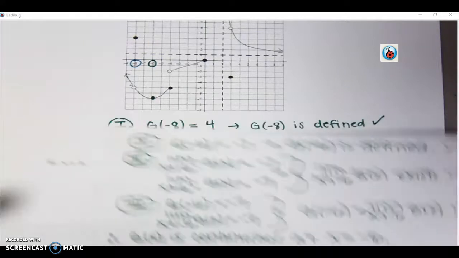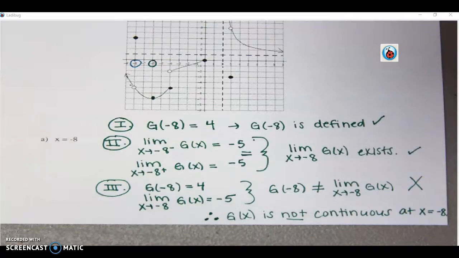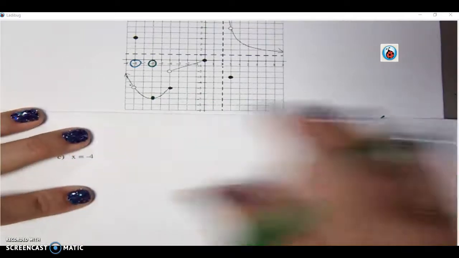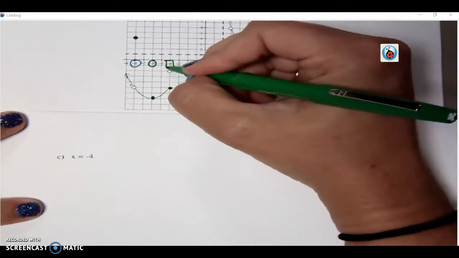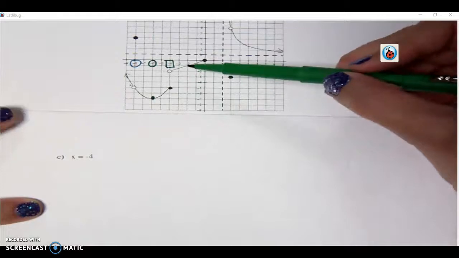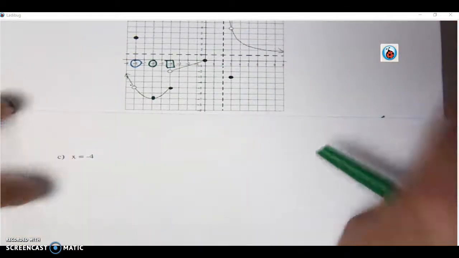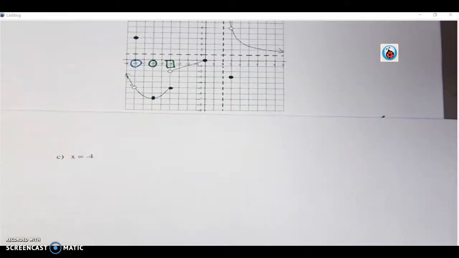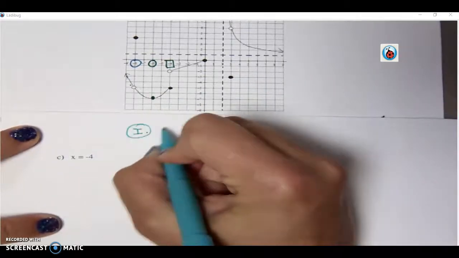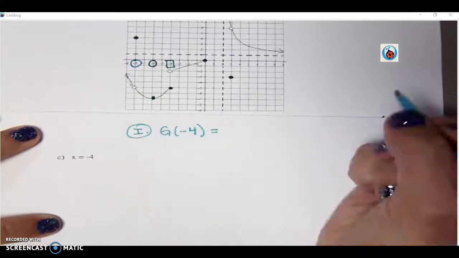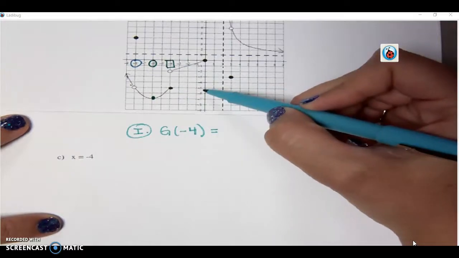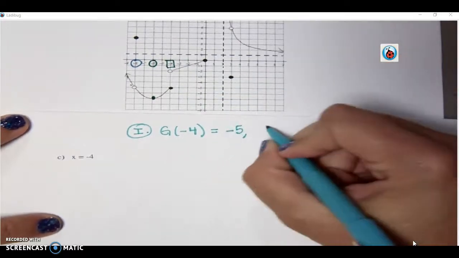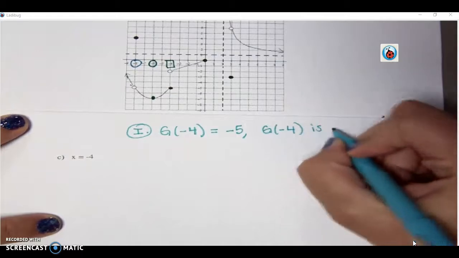Okay, so the last one we're going to look at using this graph is x equals negative 4. For x equals negative 4, we are looking at this point right here. If you see at x equals negative 4, we have a jump in the graph. So it's not going to be continuous, so it should not pass our limit. So for step 1, we're figuring out if g of negative 4 is defined. At negative 4, the point where it's actually filled in is at that y value negative 5. So we can say g of negative 4 is defined.